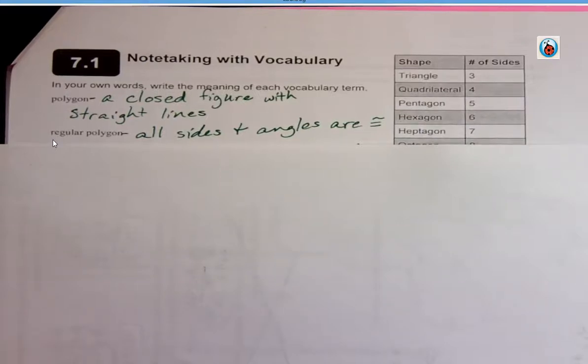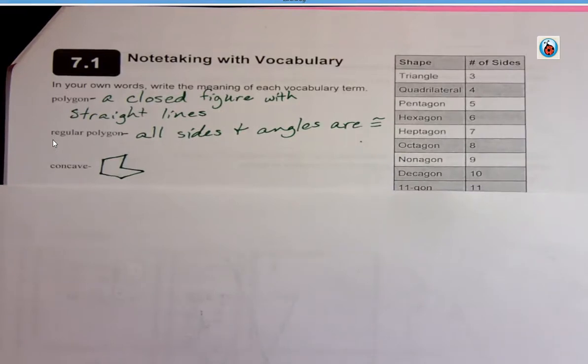A regular polygon. You will see this word a lot in this chapter. So a regular polygon has all sides and angles congruent. That's a congruent symbol. All sides and angles are congruent. Remember, you can pause the video if I'm going too fast.